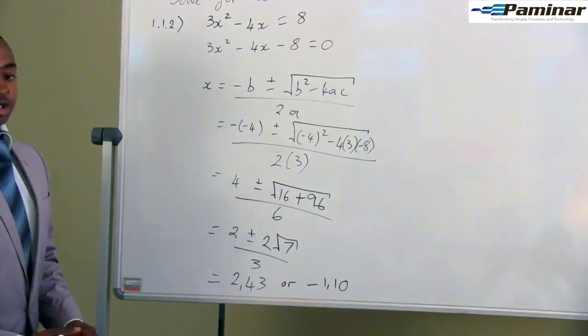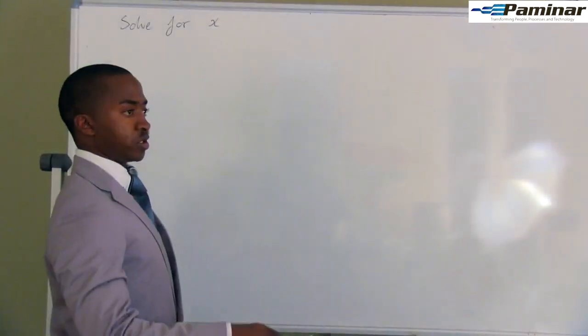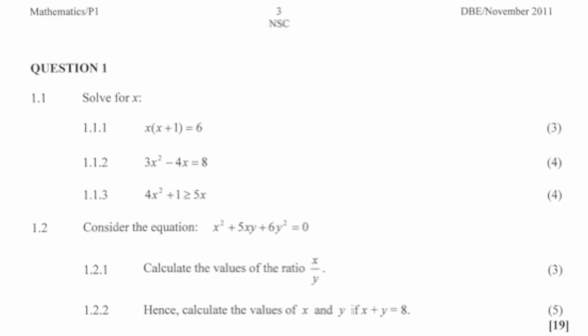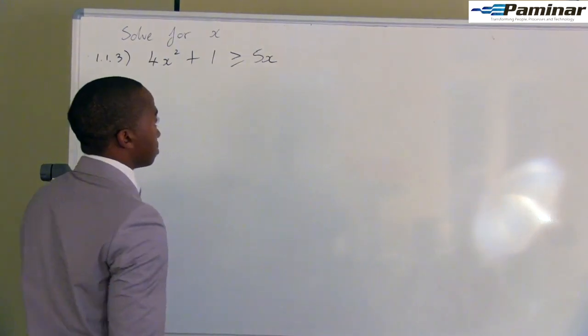And that will be the end of question 1.1.2. Now we're moving on to question 1.1.3, which also says solve for x, and this time around it's an inequality. It's greater than or equal to 5x.